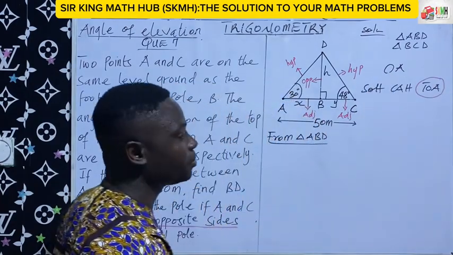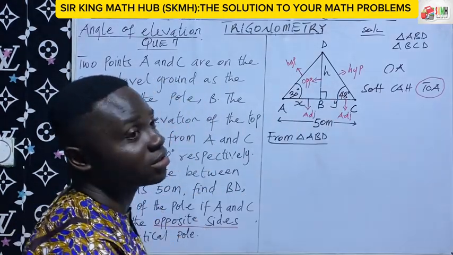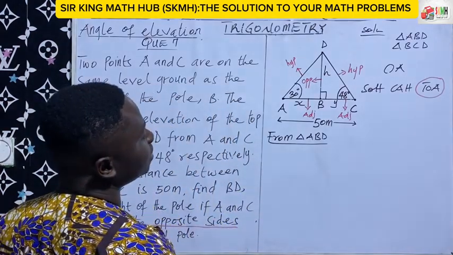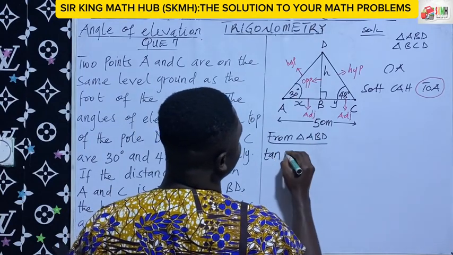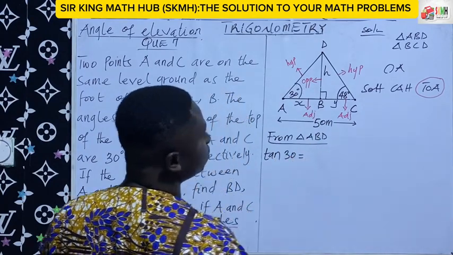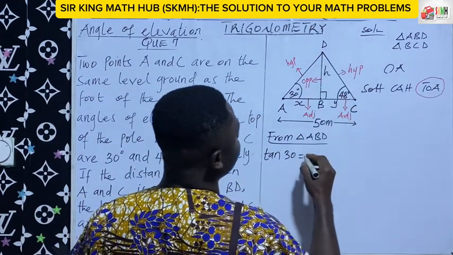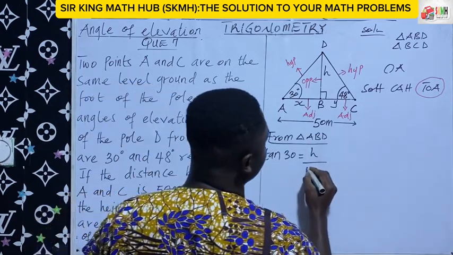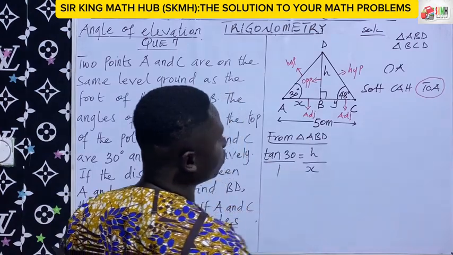So that is TOA. It means that to calculate the height using the first right angle triangle, we have to go by TOA. And what does TOA say? TOA says that the tan of the acute angle, 30, should be equal to the length of the opposite. This side is the opposite, represented as H, divided by the length of the adjacent, which is X. So tan 30 is the same as tan 30 over 1.